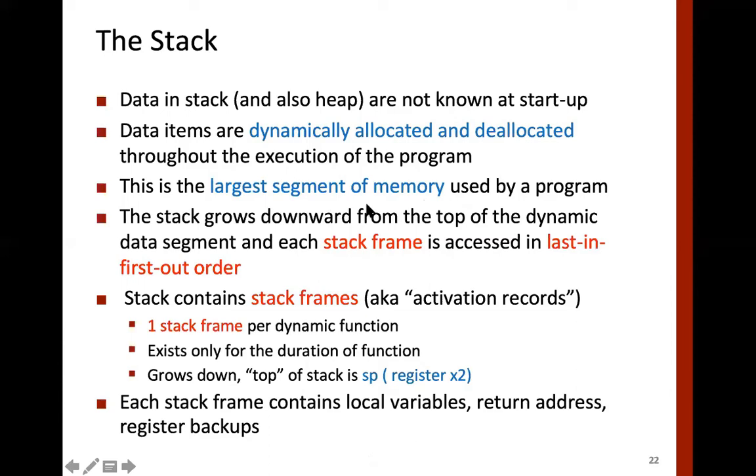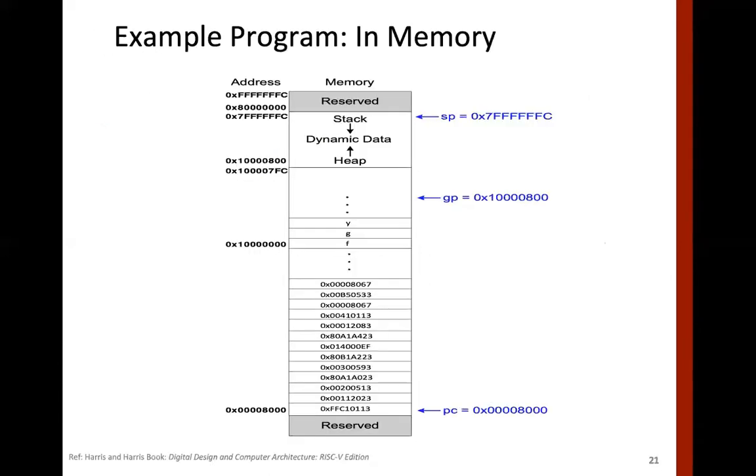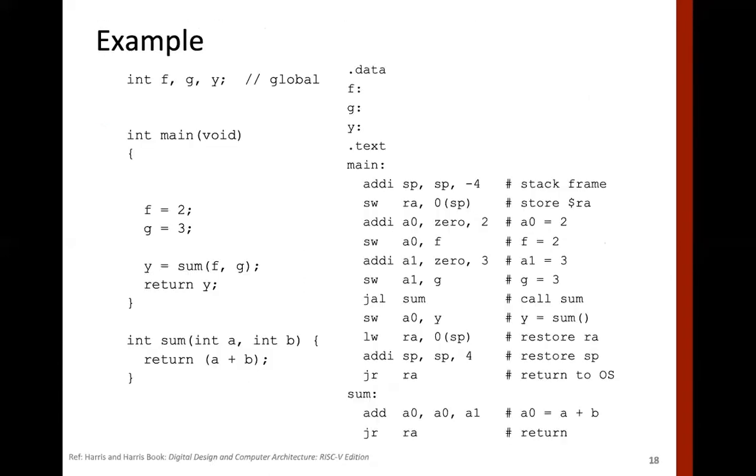Now, there are some data items which are not known at the beginning of the program, which are local variables. Here in this case, what is a local variable? Actually, there is nothing. F, G, Y, all are global. So we are not defining any local variable here.